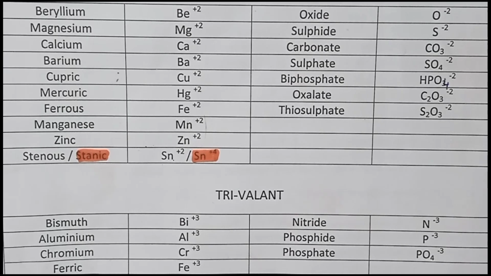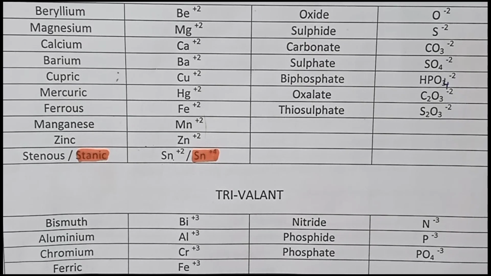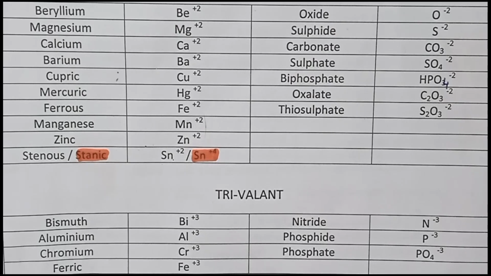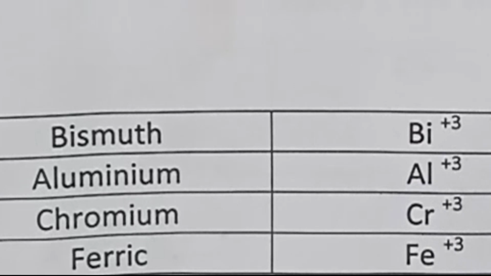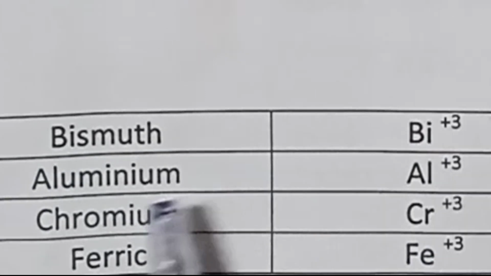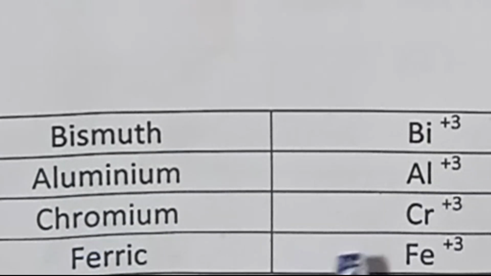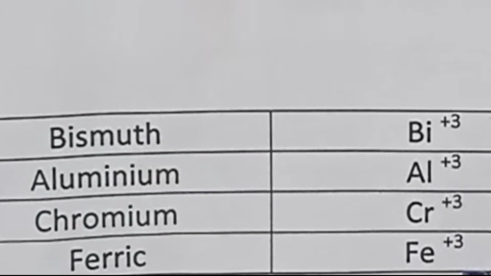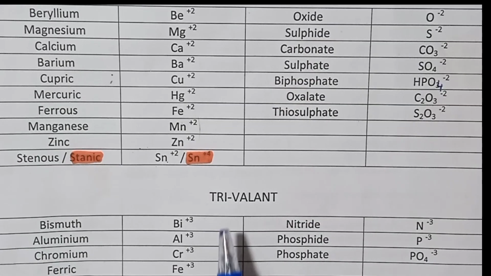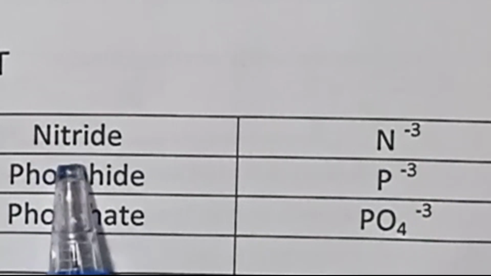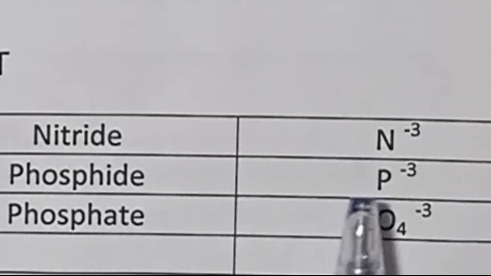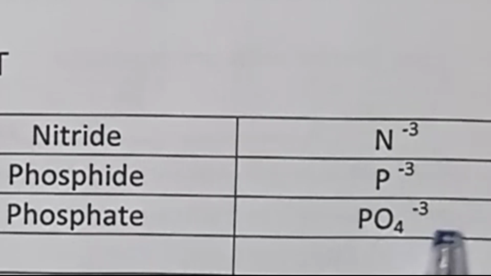Okay students, this is the last step, and after learning the valencies of this step, you will be able to write formulas, and I will start the making of formulas through all these valencies. The monovalent you have learnt, divalent you have learnt, and now it's time for learning trivalent elements. The trivalent cations are bismuth Bi plus 3, aluminium Al plus 3, chromium Cr plus 3, ferric Fe plus 3. And the trivalent anions: nitride N minus 3, phosphide P minus 3, phosphate PO4 minus 3.